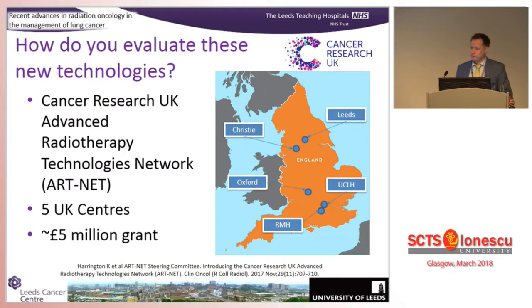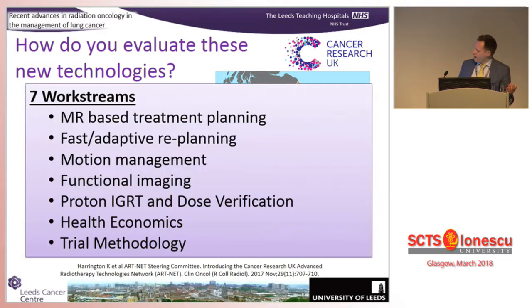So in the UK, we're trying to evaluate these new technologies. And CRUK, as part of the ARTNET project, has funded 5 centres to come together to try and evaluate these. These are Leeds, the Christie, Oxford, UCH, and Royal Marsden. What we're trying to do is say, we've got these new tools, they look fantastic, but actually how can we prove their value? So that's some 4 or 5 work streams.